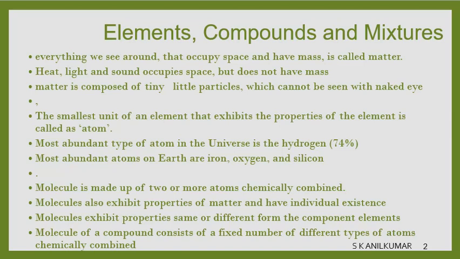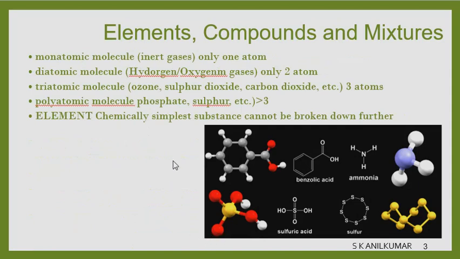Now, a molecule consists of a fixed number of different types of atoms chemically combined. The bonding of sodium and chlorine is chemical bonding. They have a fixed number, a definite proportion, a standard proportion in the combination. If the combination is not a fixed number, if it is not definite, if it is variable, then it will be called a mixture.